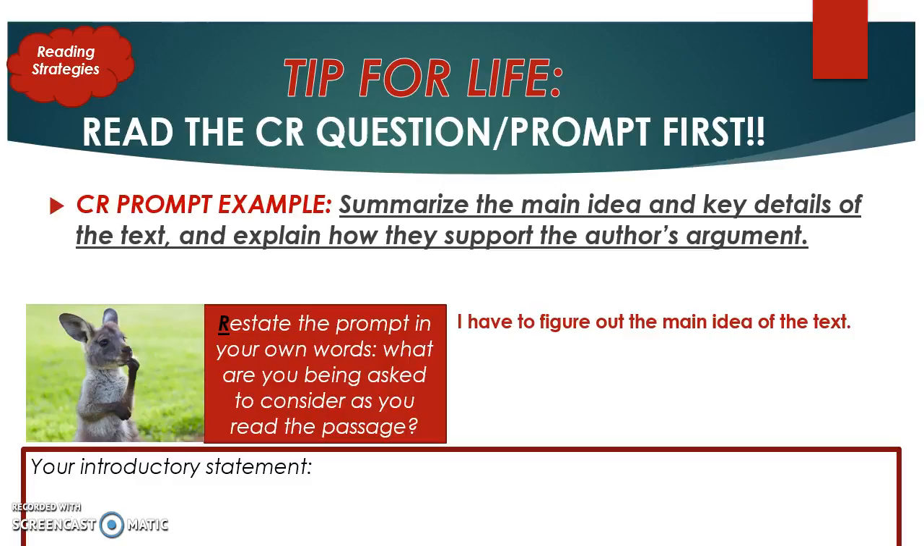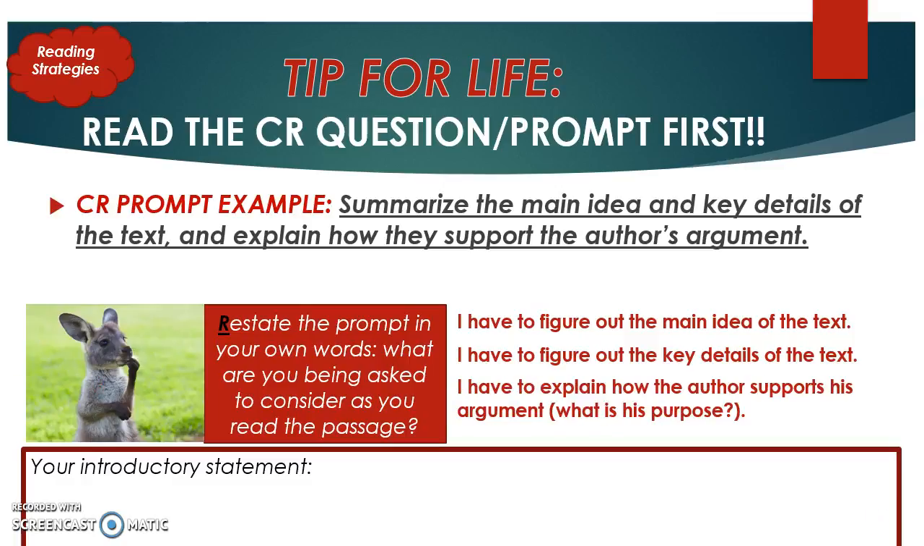We can't summarize the main idea if we don't know what it is. I have to figure out the key details of the text. Again, in order to complete our summary, we need to know what the key details are. And we have to explain how the author supports his argument. What's the purpose? So in order for us to explain how the key details support the author's argument about his main idea, we need to know what the main idea is, what the key details are, and what the author's argument is. In other words, what's the author's purpose?